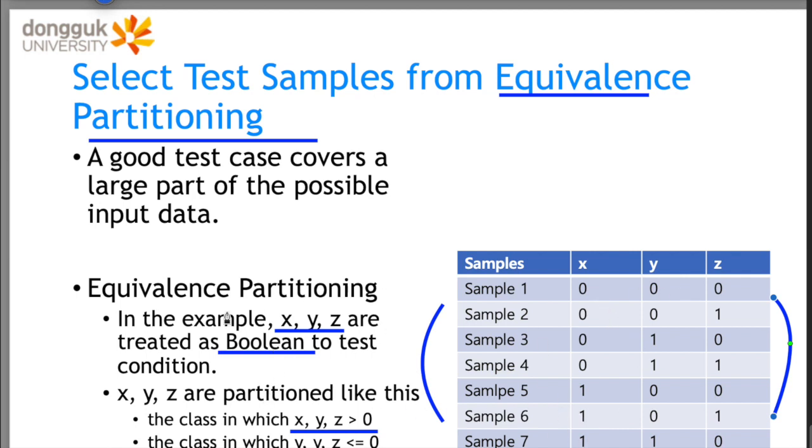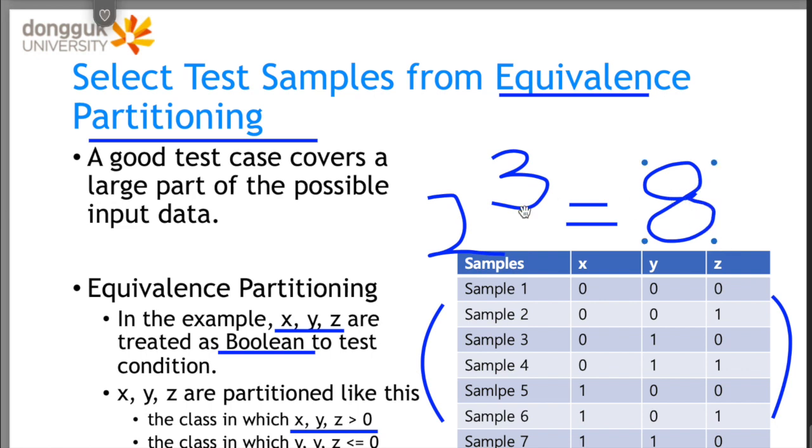In this case, you have 3 samples, X, Y, Z. Okay, then there are two classes. One is the class where X, Y, Z is greater than 0. The other class is where X, Y, Z is less than or equal to 0. So the total number of samples should be 8, okay? So that is equivalent partitioning. You have to prepare 8 samples for equivalent partitioning.